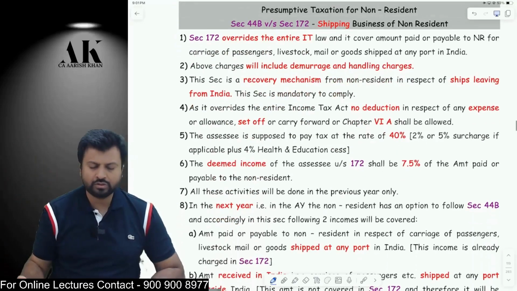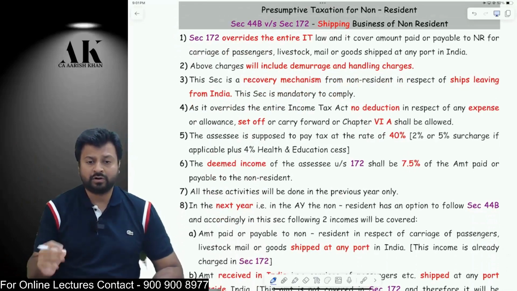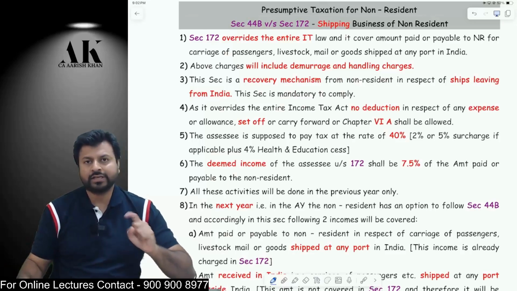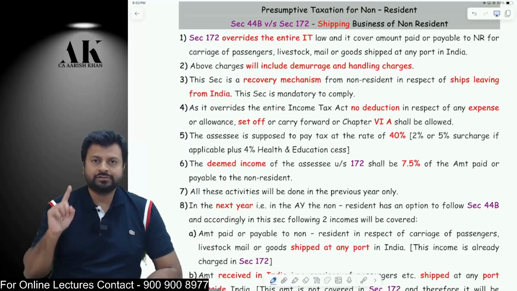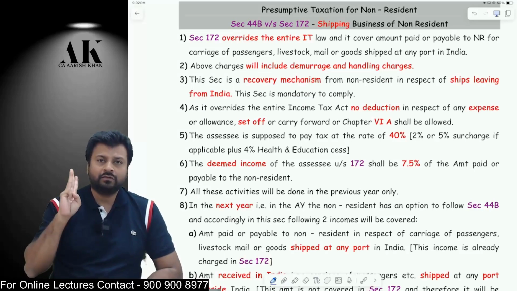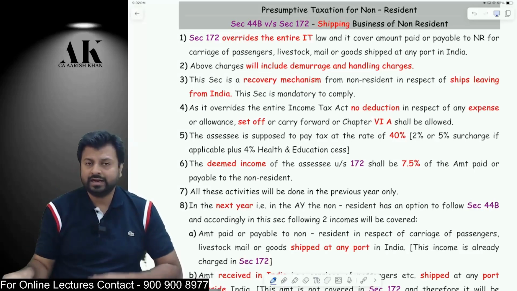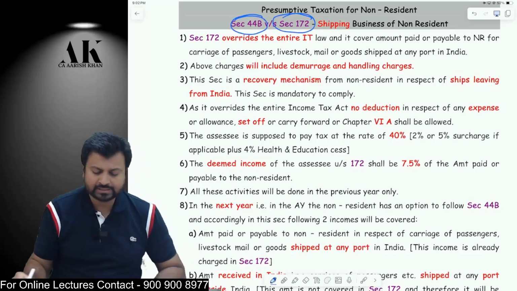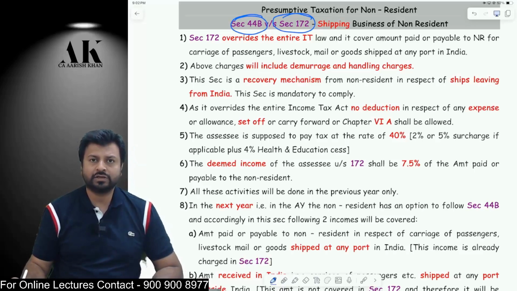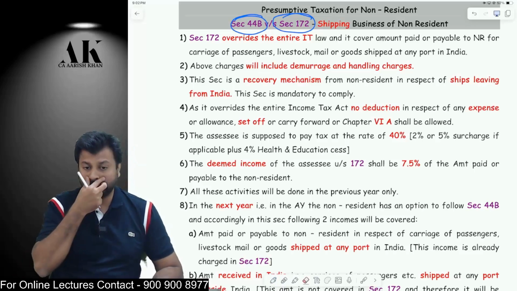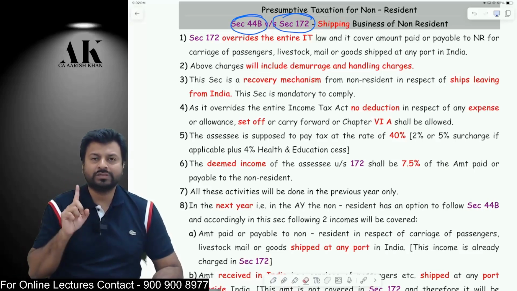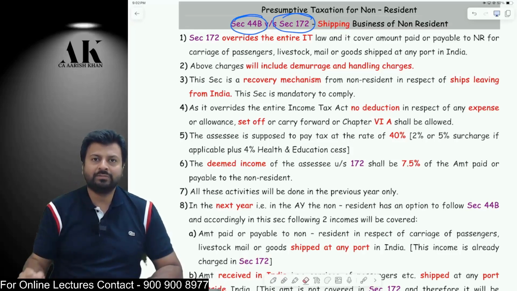Okay, now coming to the next part, which is very, very important for the exam, that is presumptive income for non-residents. There are 4 sections for presumptive income of non-residents, that is 44B, 44BB, 44BBB and 44BBA. Let us talk about the first one, that is 44B, which is very important. Against that, there is also one more section, which is section 172. You have to read both of them together. This is for non-resident shipping business. Suppose there is a non-resident who is engaged in shipping business, how will the income tax be computed?